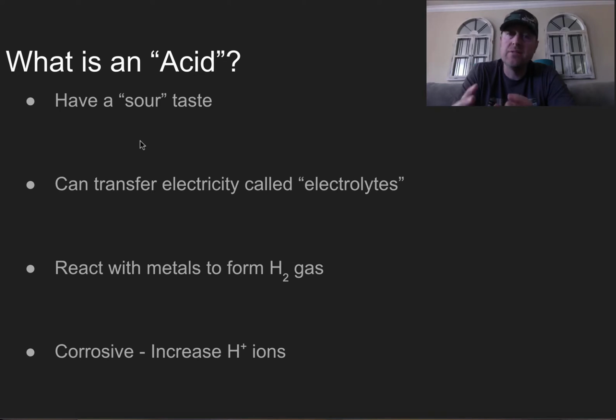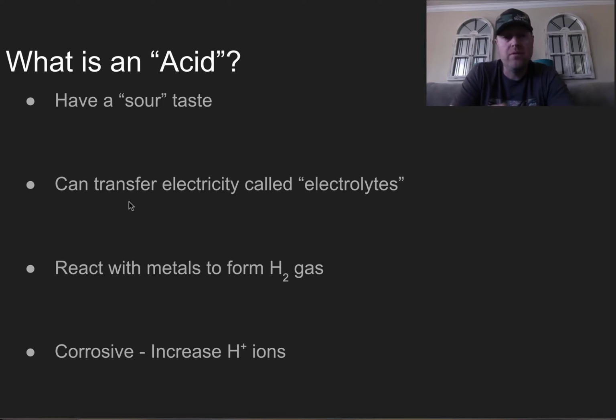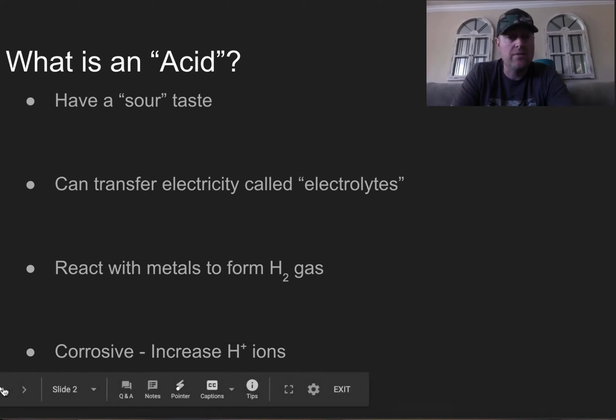Because there's an excess of these positive ions, they can pass electricity. And we've talked about what electrolytes were in previous videos. And when these things react with metals, they give off hydrogen gas, okay?